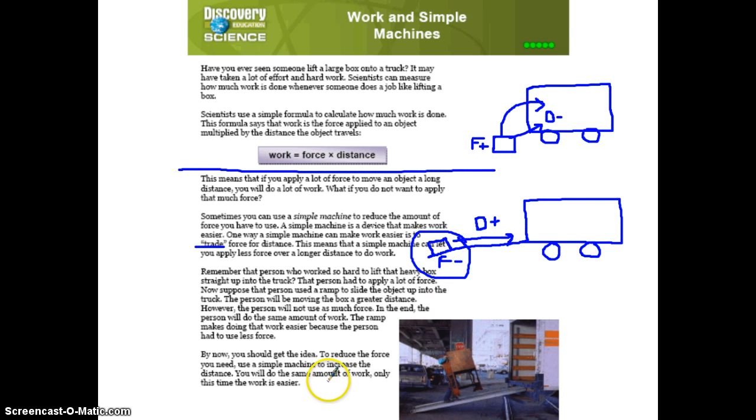By now you should get the idea. To reduce the force that you need, use a simple machine to increase the distance. You will do the same amount of work, only this time the work is easier. You can see in this picture the example of the man moving the object up the ramp. He's still holding on to the object and still moving it over a greater distance, but he doesn't actually have to lift it into the truck from the floor. He's able to spread out that force over a greater distance.